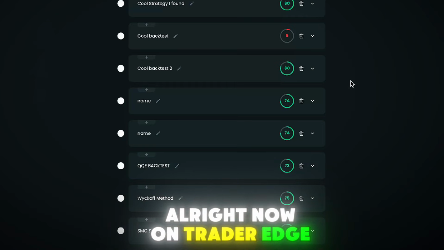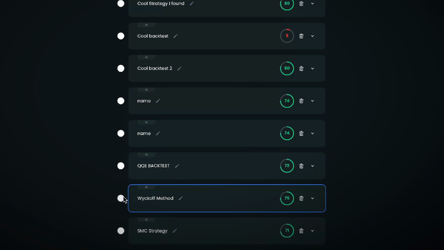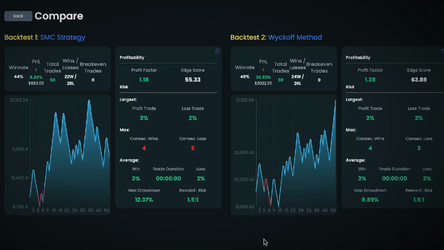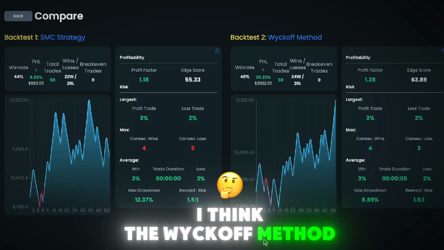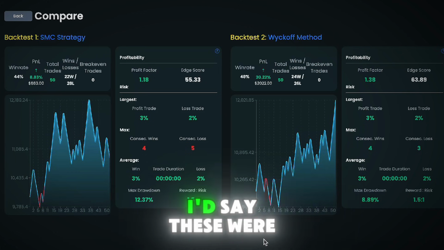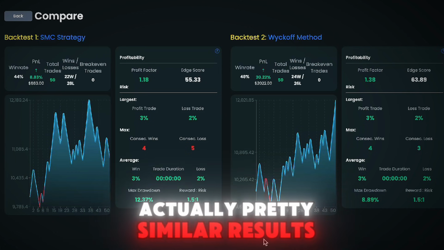Alright, now on Trader Edge, something cool we can do is actually select both of these and come up here to compare. As we can see, the results are honestly pretty similar. I think the Wyckoff method in this particular backtest did better, but honestly overall, I don't think there's actually a huge statistical difference between the two. I think the only real difference is just that specific time period that we tested, because we only took 50 trades on each, 100 trades total. Overall, I'd say these were actually pretty similar results. Ultimately, I don't really think it's the strategy, but more so how you execute it that matters the most.